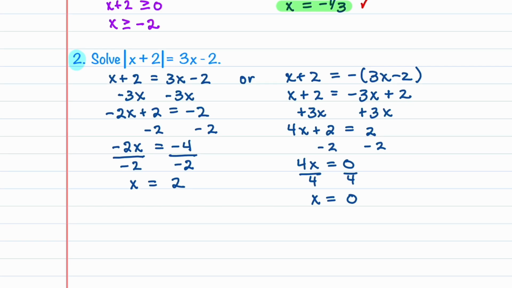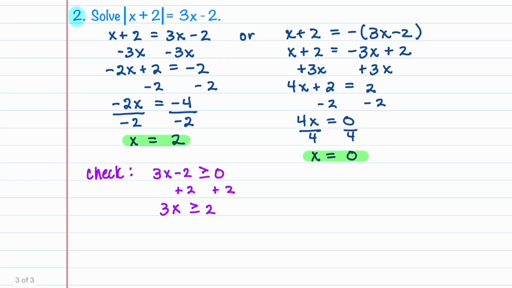Now we get to check our answers. Let's go ahead and let's highlight the answers that we're going to be checking. And then now we can look at our right-hand side. So let's just put down that we're going to check. Our right-hand side, 3x minus 2, has to be greater than or equal to 0 because our absolute value has to be greater than or equal to 0. Now we get to solve for x. Let's add 2 to both sides. So this is 3x is greater than or equal to 2, which gives us x is greater than or equal to 2/3. What we have to do now is go back up to our solutions and see if they are greater than or equal to 2/3.